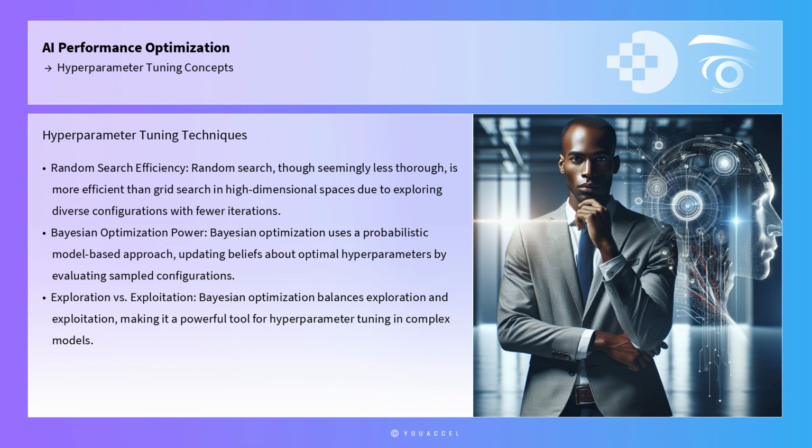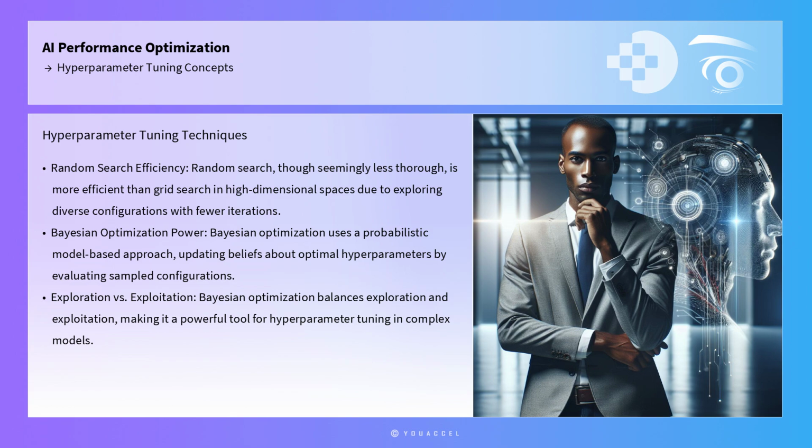In contrast, random search, another popular technique, randomly samples hyperparameter combinations. While it may seem less thorough, random search has been shown to be more efficient than grid search in high-dimensional spaces because it can explore more diverse configurations with fewer iterations.